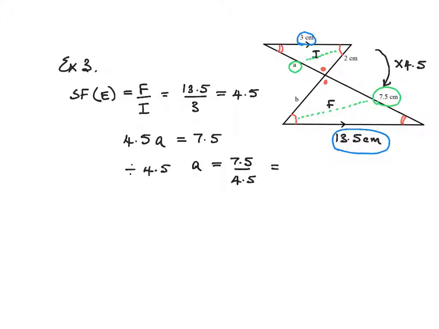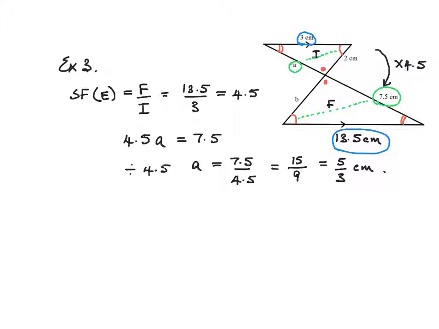If I multiply the top by 2, that gives me 15. If I multiply the bottom by 2, that gives me 9. 15 over 9 simplifies. Divide by 3, that gives me 5 over 3. That's not too bad, 5 over 3 centimetres.